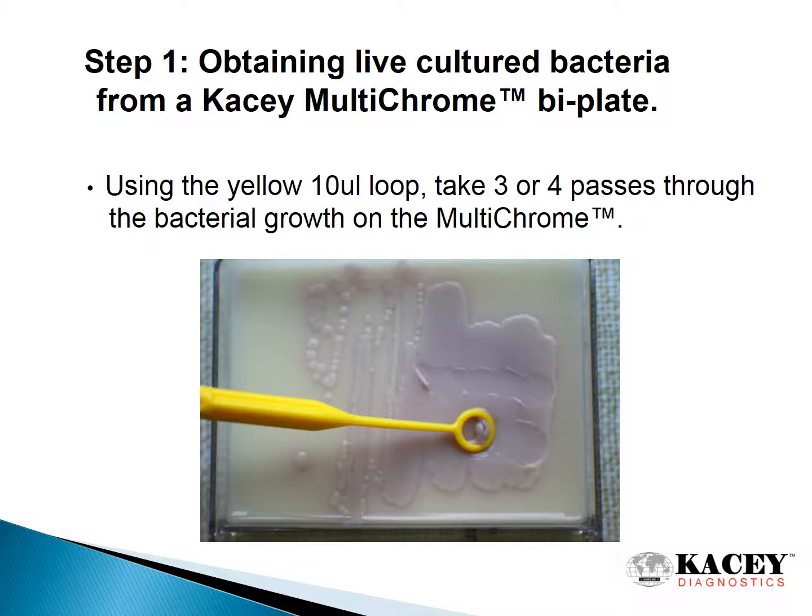Step 1. Obtaining live cultured bacteria from a Kacey MultiChrome biplate. Using the yellow 10 microliter loop, take 3 to 4 passes through the bacterial growth on the MultiChrome. Please note that in the future the yellow loop may be blue, but it will continue to be 10 microliters.